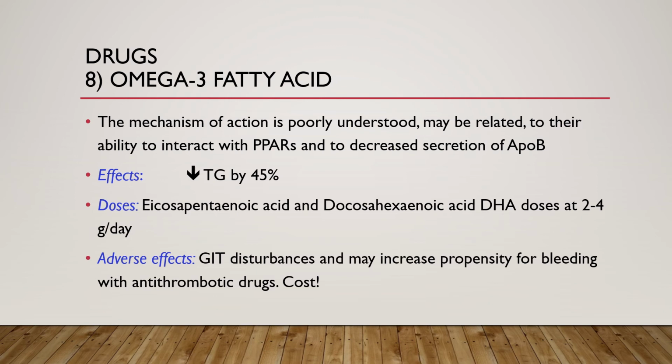The icosapentaenoic acid and docosahexaenoic acid doses are 2 to 4 grams per day. Their adverse effects are GIT disturbances, and they may increase the propensity for bleeding when used with aspirin, clopidogrel, and so on. And also the cost. Till now, they are available, but they are somewhat costly.